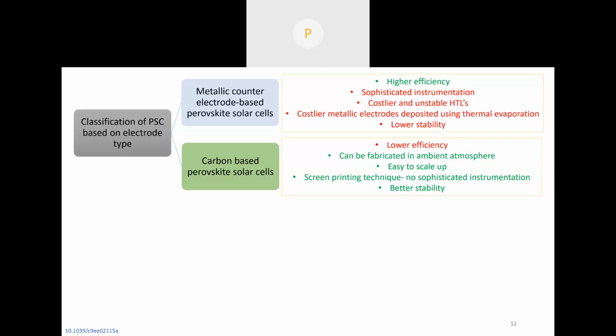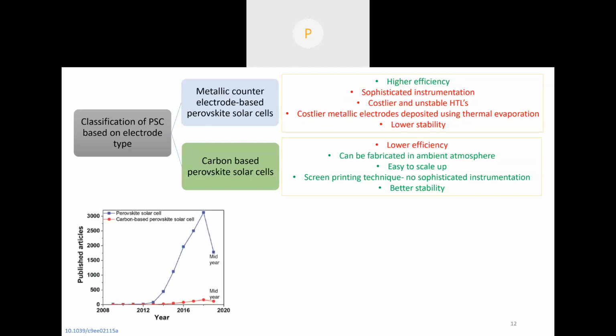Whereas carbon-based perovskite solar cells have lower efficiency than the metallic counter electrode based ones, but you can easily make them in an ambient atmosphere, with no need for any glove box. You just screen print these and your solar cells are ready. They have better stability because the carbon layer on top is hydrophobic, which doesn't allow moisture to penetrate deeper inside your solar cell, and you can use this solar cell in the external atmosphere.